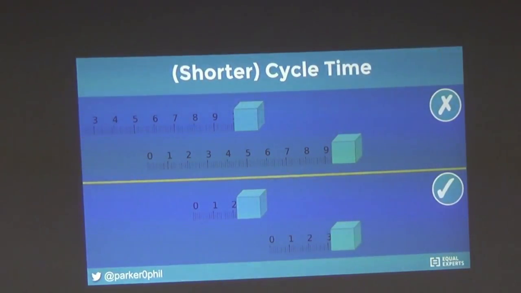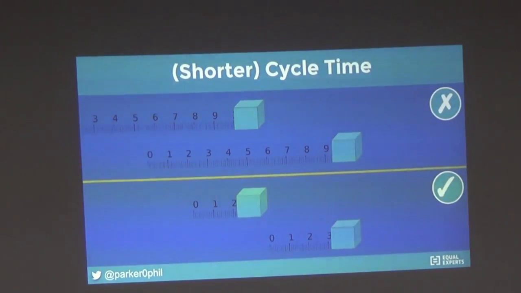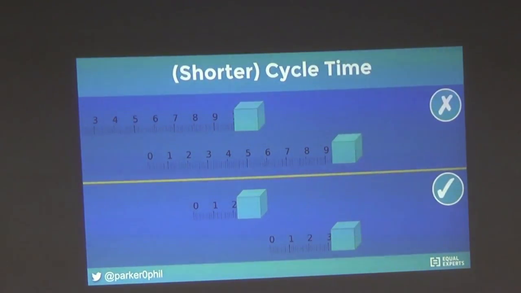So a shorter cycle time is a really good way to reduce your work in progress and reduce the amount of inventory that you have. And looking at it financially, that stuff that you have invested in developing is sitting pre-production, waiting to get out to users.